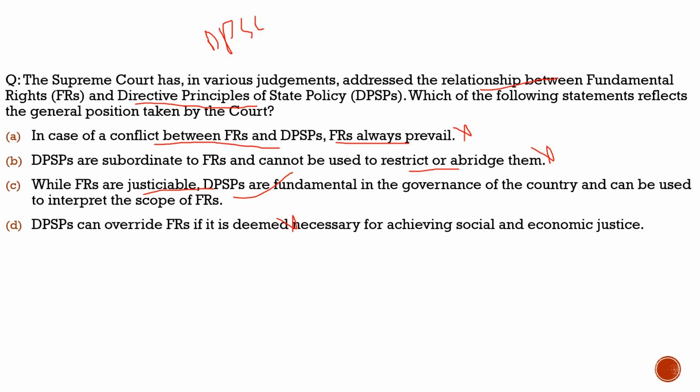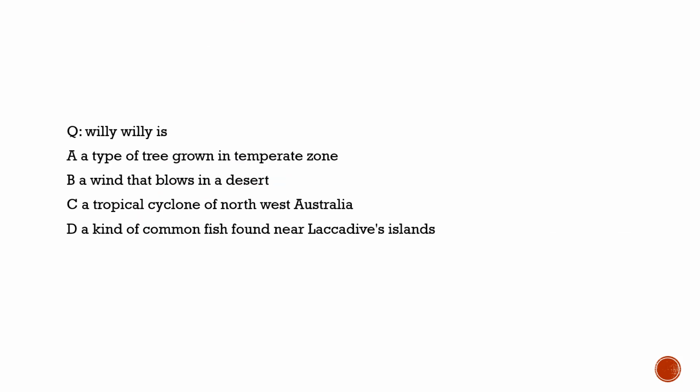Now, let's move to the last part of today's discussion, which is solving the previous year question. You know that we had started solving questions with respect to geography, and this question was asked in 1995. It talked about the Willy Willy, which is basically a tropical cyclone of northwest Australia. So the correct statement would be option C, a tropical cyclone of northwest Australia.